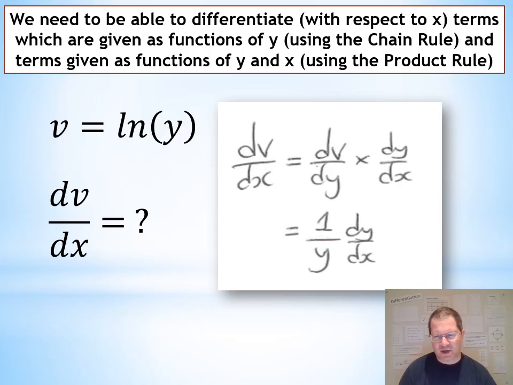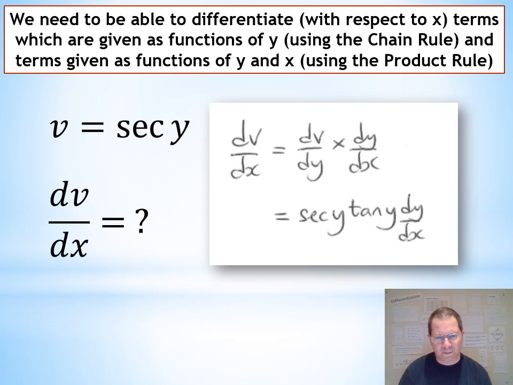And by exactly the same logic, if we have v equals ln y, then dv by dx will be dv by dy, which is 1 over y, times by dy by dx. So dv by dx equals 1 over y dy by dx. And again, if v equals sec y, then dv by dy will be sec y tan y. So dv by dx is going to be sec y tan y dy by dx. And as I'm sure you'll have noticed by now, you get basically what you would have thought you might have got, but with y's, but you'll end up timesing it by dy by dx.